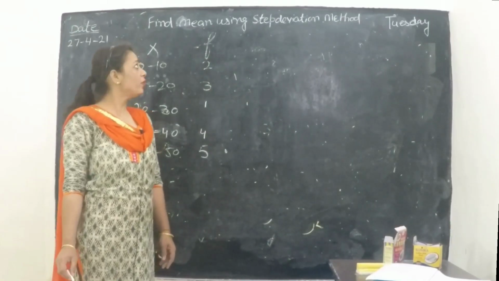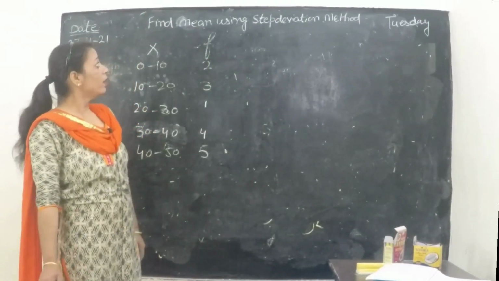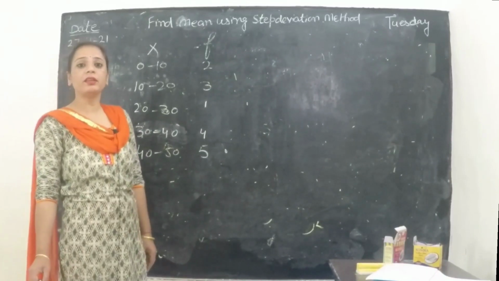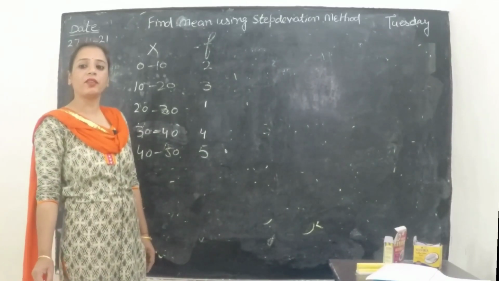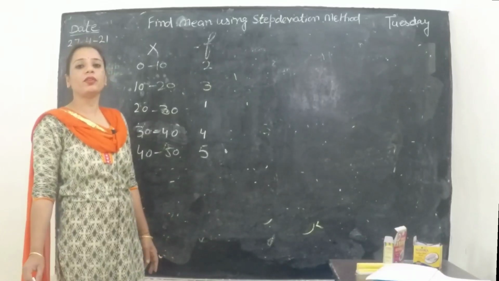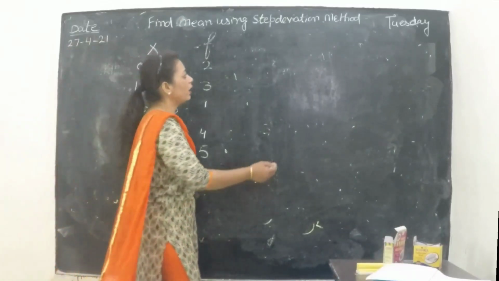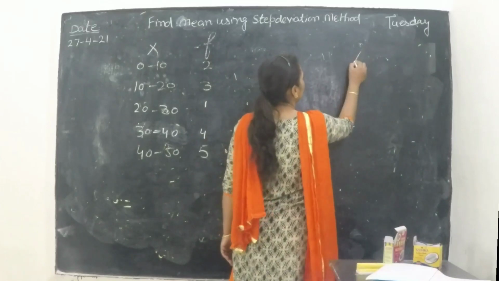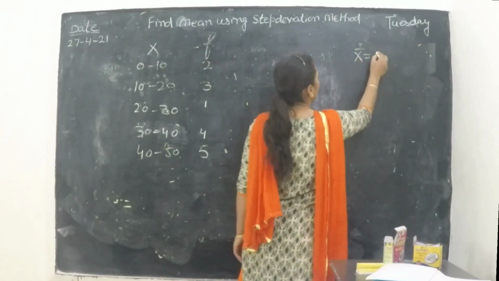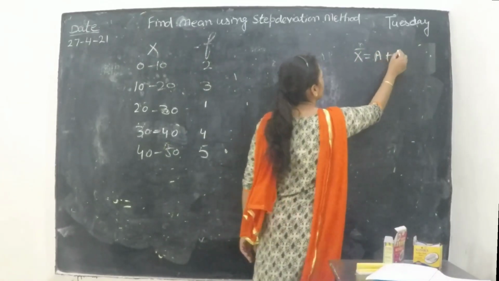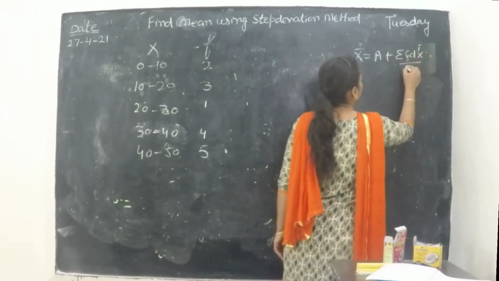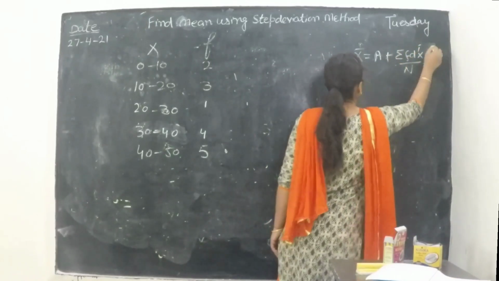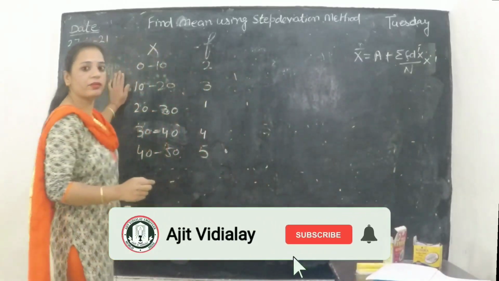Good morning students. Today we will find the mean using the step deviation method, and I am going to write the formula of step deviation, as I have already told you. As you know, the formula is x bar is equal to a plus summation f d dash x by n into i. So here the class intervals are given.